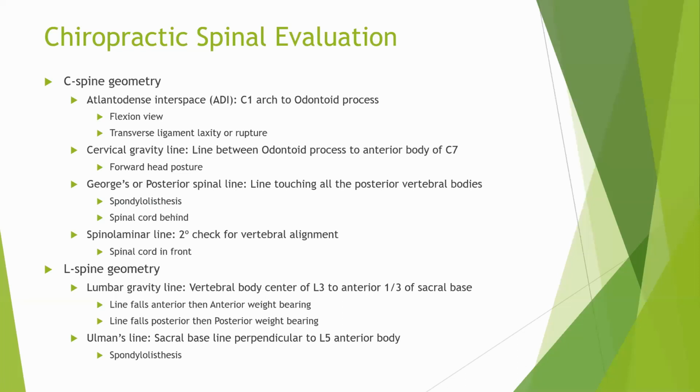There are various measurement protocols for that. I don't want to go into it in detail because it will be really advanced. So you have to measure that distance. If the distance is too much, over 5 millimeters, then probably there is transverse ligament laxity or rupture. Now, this is very important for me as an osteopath and a chiropractor. Why? With flexion and a lateral view, after measuring with the tape from the anterior tubercle of the arch of C1 to the odontoid process, if the measurement is over 5 millimeters, I know for sure that the transverse ligament is pathological. I will never do high velocity on C0, C1, C1, C2.